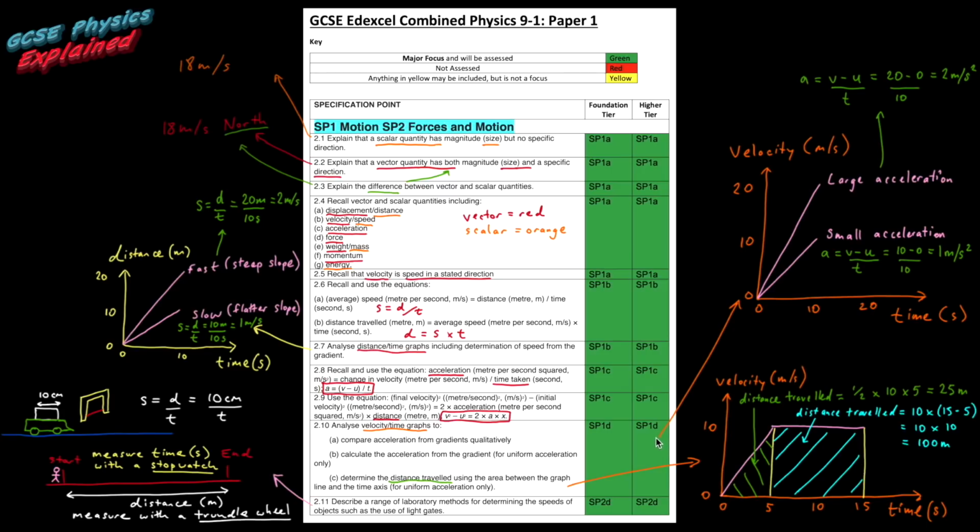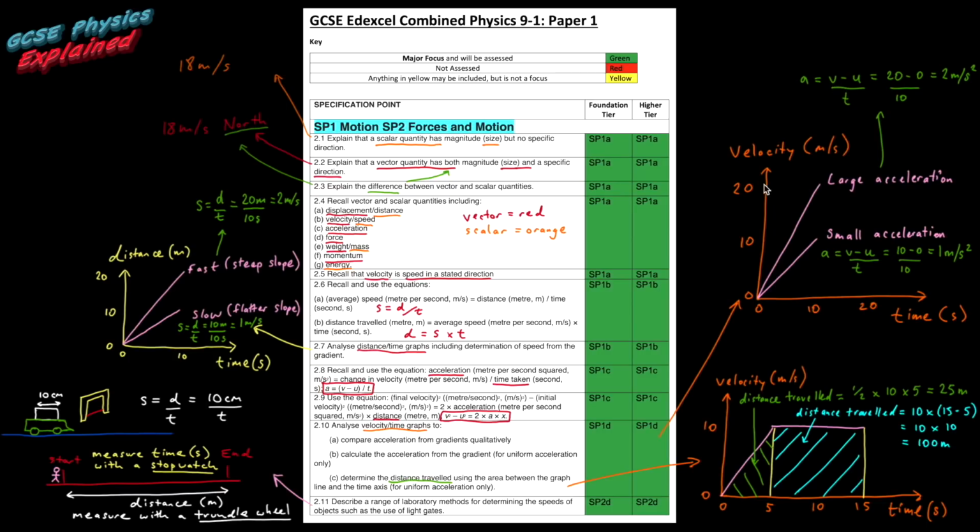If we need to calculate the acceleration, you just work out how much the velocity has changed by and how much time it took for that change to happen. If it's a steep slope, it's a large acceleration. If it's a flatter slope, it's a smaller acceleration. And as I showed you here, if there is no slope, there's zero acceleration. It's a steady velocity. To calculate the acceleration, we use this equation, v minus u over t.